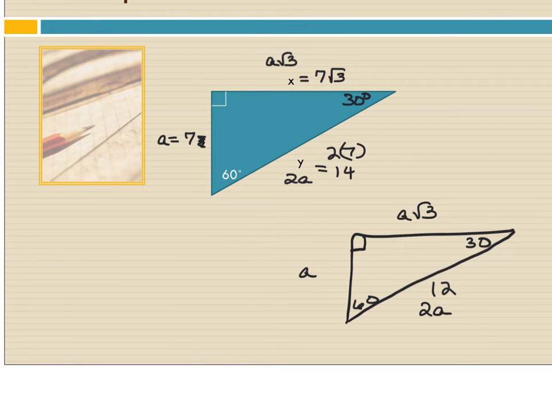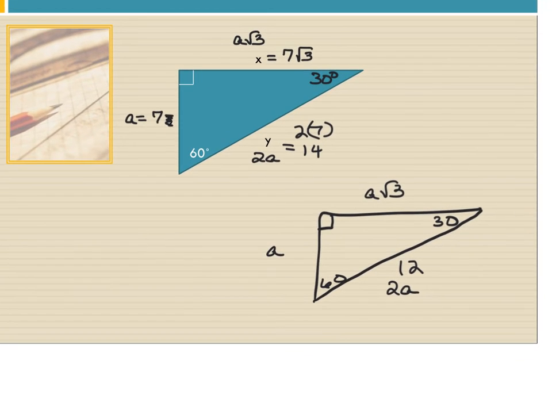So to figure out what a is, if you know the hypotenuse was 2a, you could do this. 2 times a equals 12. Divide by 2. And you know the shorter leg is going to be half of that hypotenuse. So a is going to be 6. And then the one across from 60, you just take that 6 and put square root 3 behind it.